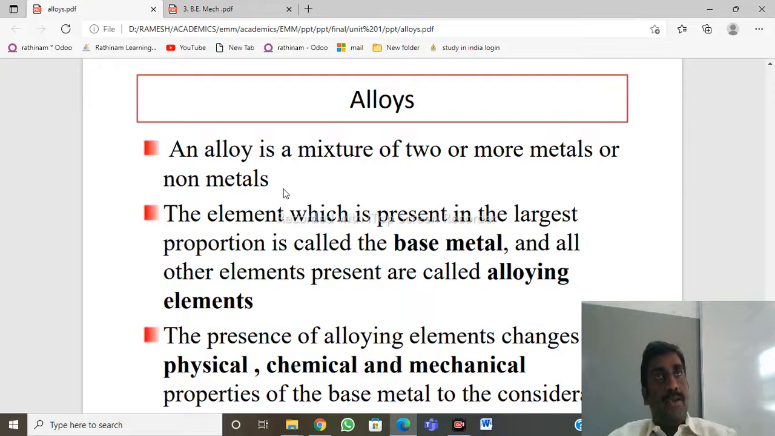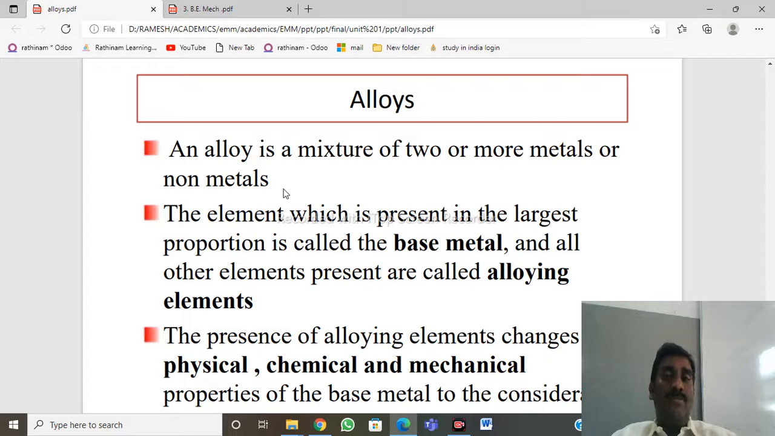Why are we making alloys? Because a single material cannot contain all the properties required for engineering applications. Engineering applications require a lot of mechanical properties like strength, tensile strength, impact strength, and fatigue strength, which are required while considering the design. But the problem is that a single material cannot contain all these properties. So we have to mix two or more metals together to form an alloy, to compensate for the requirements of the mechanical properties.